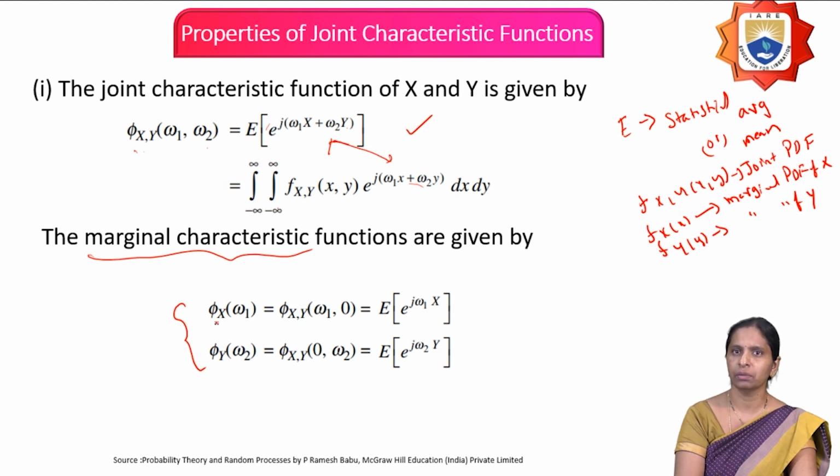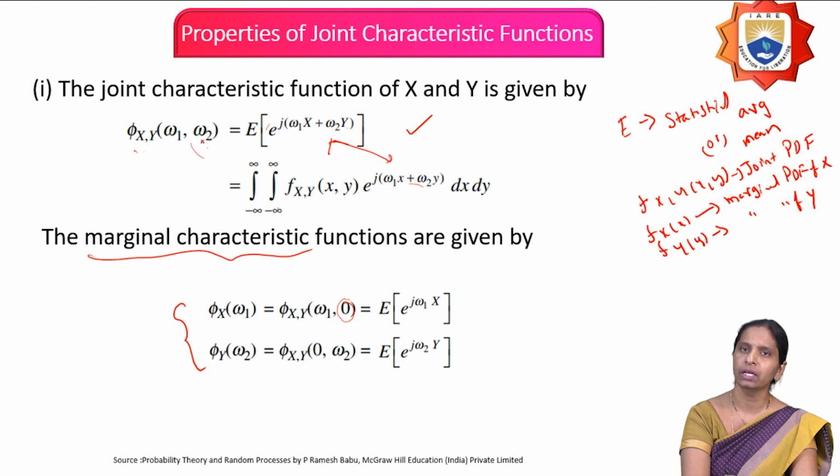If you want the marginal characteristic function of the random variable x, you have to keep omega 2 equal to 0 in the joint characteristic function. Therefore, phi x of omega 1 is equal to phi xy of omega 1 comma 0, which equals the expectation of e power j into omega 1 x plus omega 2 equals 0. Therefore, what you obtain here is the expectation of e power j omega 1 into x.